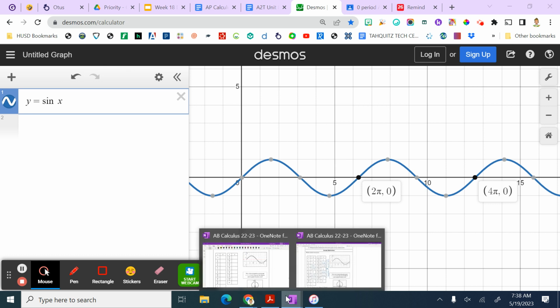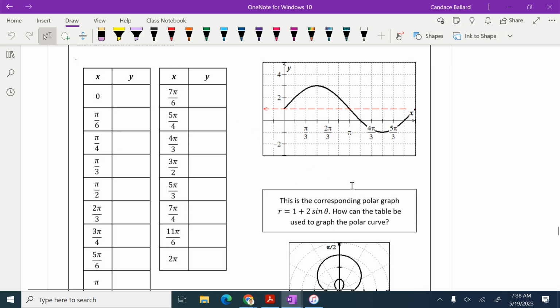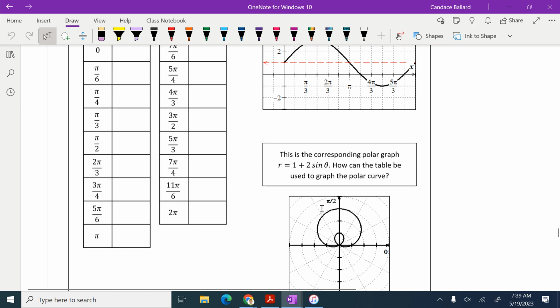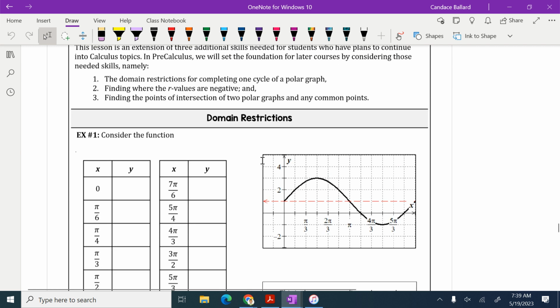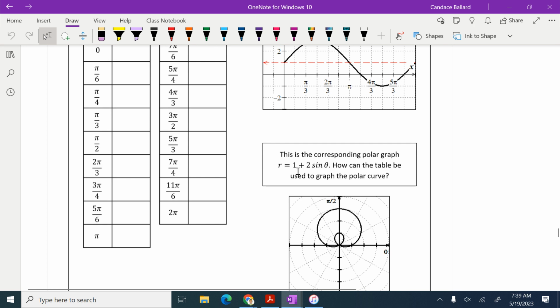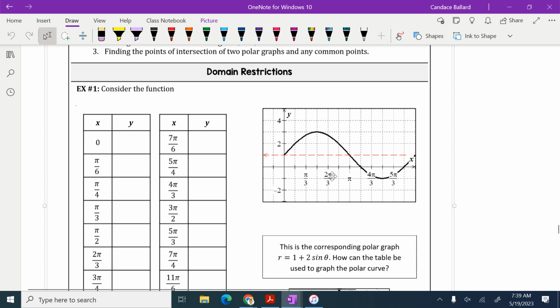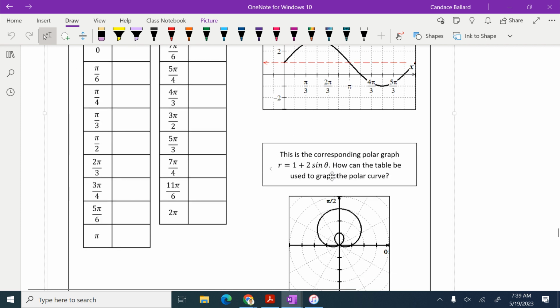So let's look at this. What we're going to do is try to figure out how this corresponds to this graph right here, because this is the graph that looks like polar. This is if we graphed it rectangular. This is if we graphed it polar. So let's try to do this a little bit smart. Let's put this function in. We can do r's and thetas, but it's in x's and y's. Let's put it in as y equals 1 plus 2 sine x.